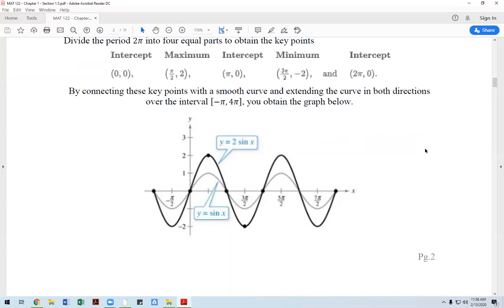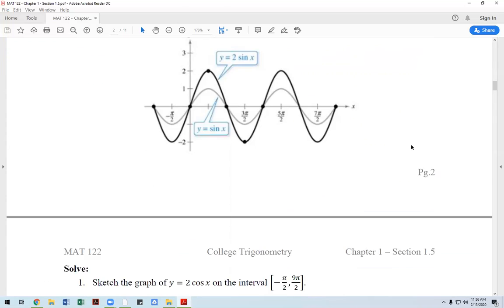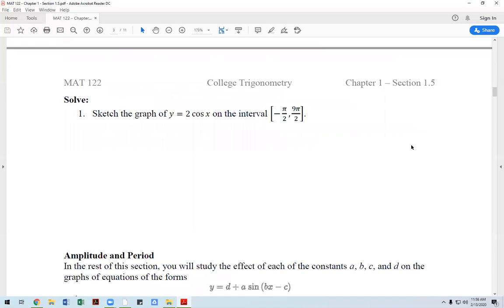And okay, this is what I was talking about. So you're only drawing your graph within these x values. So you're going from -pi all the way to 4 pi, and that's the only piece you're drawing, right? You're not drawing anything else outside of that, because these guys keep going forever, basically. So we're going to do the same thing with the cosine function. So they're giving us y equals 2 times cosine of x, and they're asking us to stay within the interval of -pi halves to 9 pi.